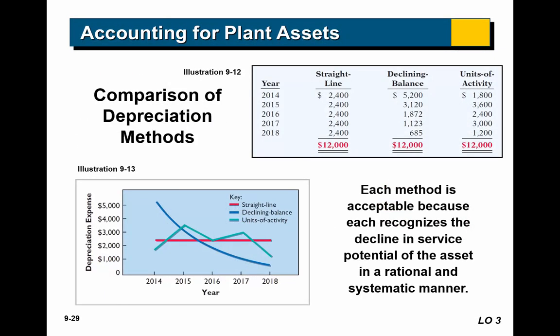So here's a comparison of the three methods. You can see the red line represents the straight line method, so the amount of the depreciation expense stays straight or the same each year, $2,400. On the declining balance method, it starts high. We take a big expense up front, and then it gets lower and lower and lower until the end. That's the blue line. And then the green line is going to go up and down with the use of the asset. If it's used more, we'll have more depreciation expense that year. If it's used less, we'll have less.